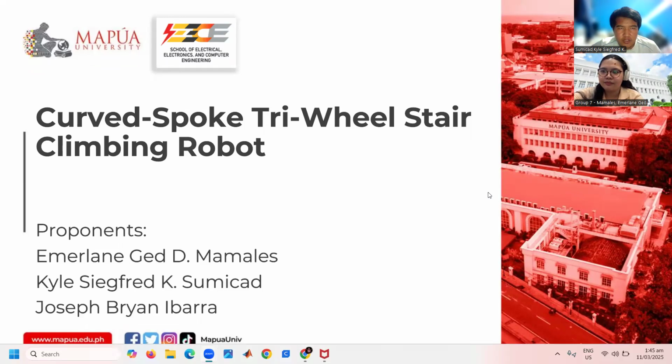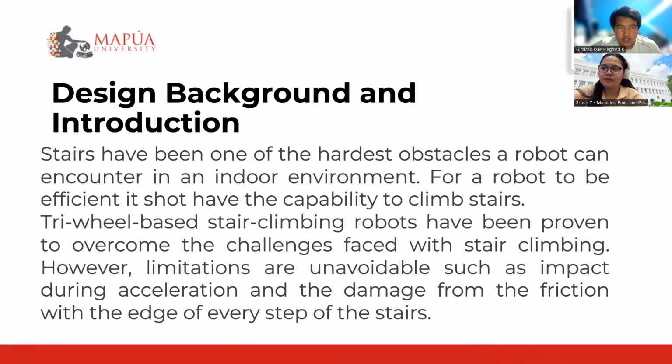So to begin with, let's start with our design background and introductions. Stairs have been one of the hardest obstacles a robot can encounter in an indoor environment. For a robot to be efficient, it should have the capability to climb stairs. A tri-wheel based stair climbing robot has been proven to overcome the challenge faced with stair climbing. However, the limitations are unavoidable, such as impact during acceleration and the damage from the friction with the edge of every step of the stairs.